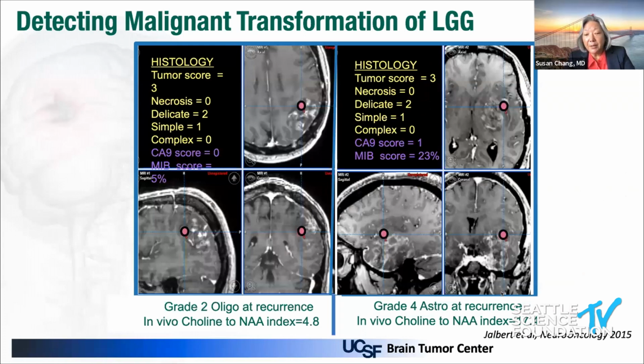So this is an example of some of the work that I just described in detecting malignant transformation of low-grade glioma. Here you can see two patients, and they look very similar in terms of the anatomic imaging with contrast enhancement. But in one case, this is a grade 2 oligo at recurrence with a choline to NA that is fairly low, compared to a grade 4 astrocytoma at recurrence with a choline to NA index of 17.4. And you can see some of the work that's been done by Joanna Phillips in our tissue core, looking at the actual correlation of these to the actual histology.